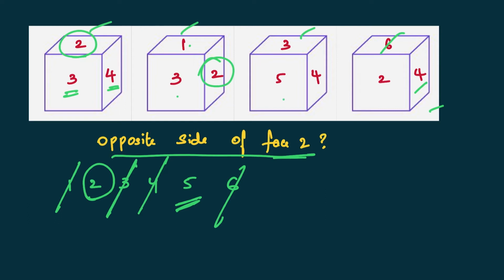From this figure you can conclude that when you can see 5, 2 is not visible, because 5 is at the front. Since it is the opposite side, we cannot see 2. That is why the opposite side of face 2 is 5. Hope you guys are clear with this concept. With the same strategy, we will be solving more sums.